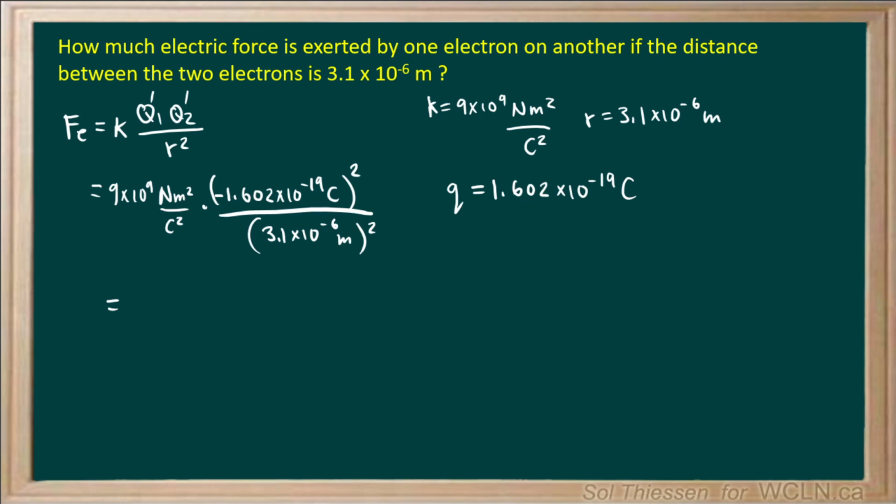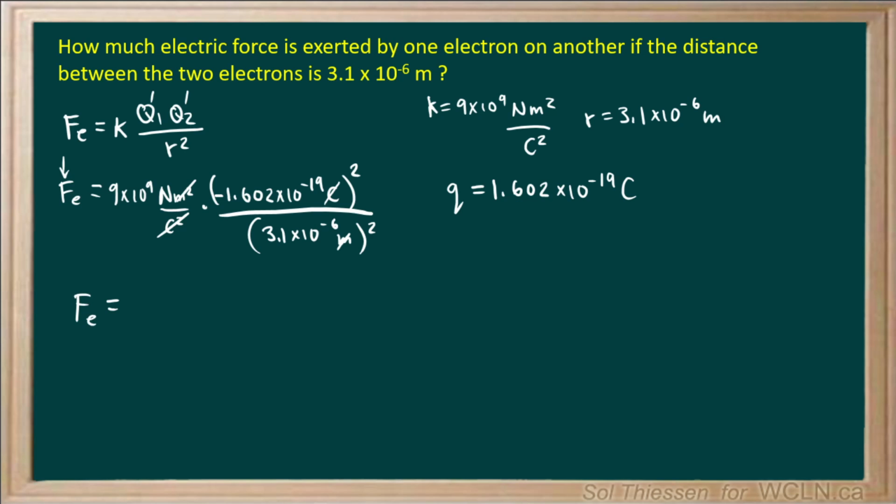Okay, so a quick check on the units here shows us we have coulomb squared in the denominator, which will cancel with coulomb squared in the numerator. Then we have meters squared in the numerator, which will cancel with meters squared in the denominator, leaving us with units of newtons, which makes sense since we're looking for a force.